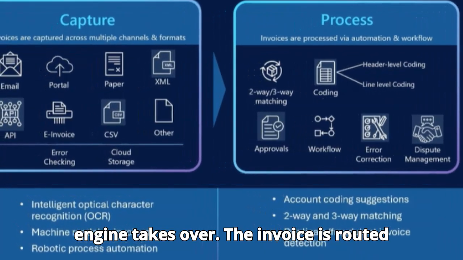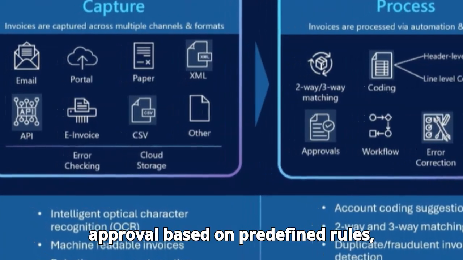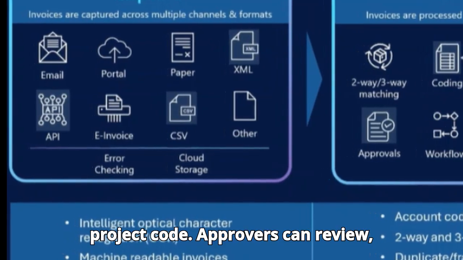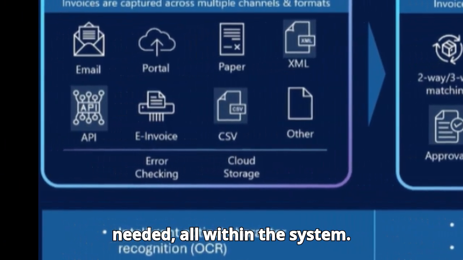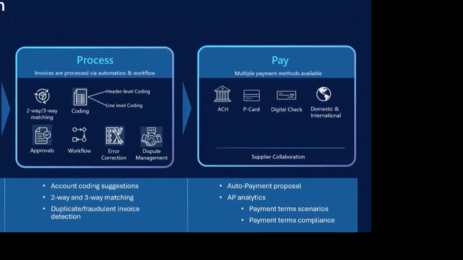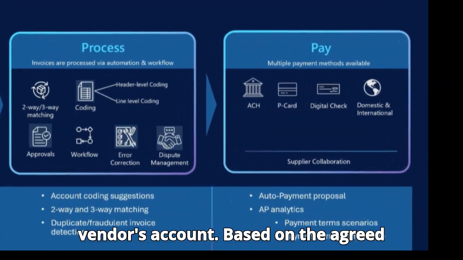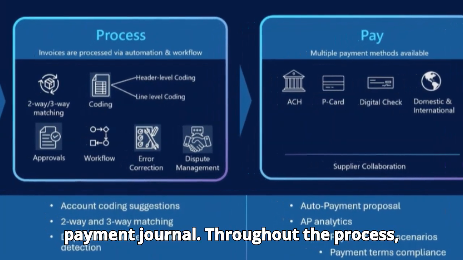The invoice is routed to the appropriate person or team for approval, based on predefined rules, such as invoice amount, department, or project code. Approvers can review, comment, or escalate the invoice as needed, all within the system. Once approved, the invoice is posted, updating both the general ledger and the vendor's account. Based on the agreed payment terms, the system then schedules and processes the payment through a payment journal.